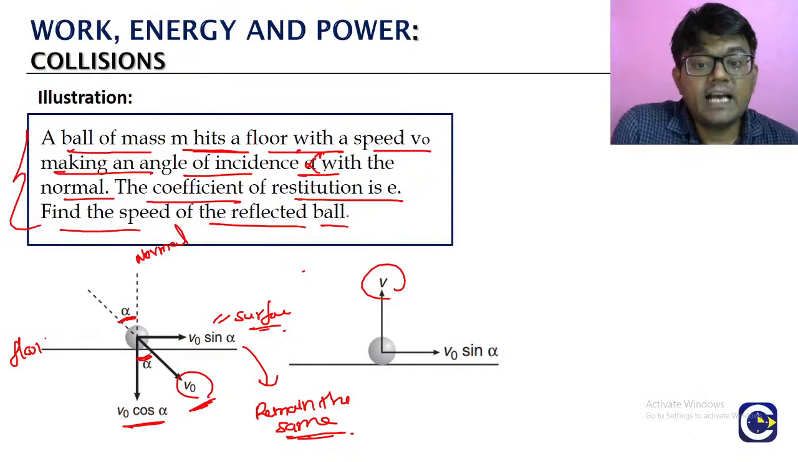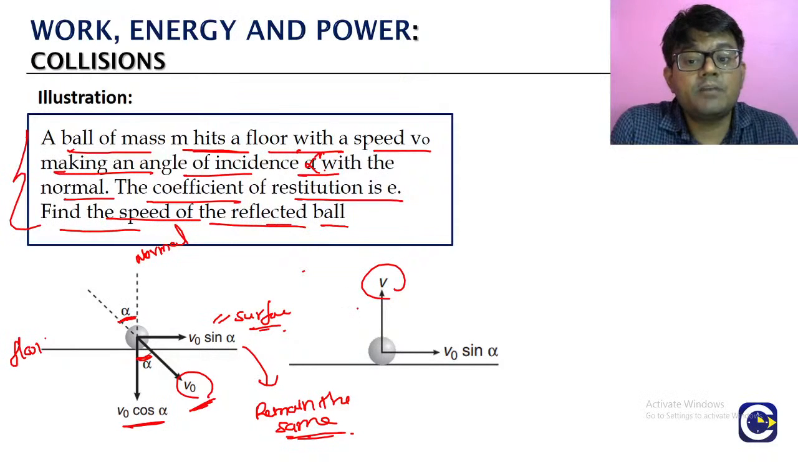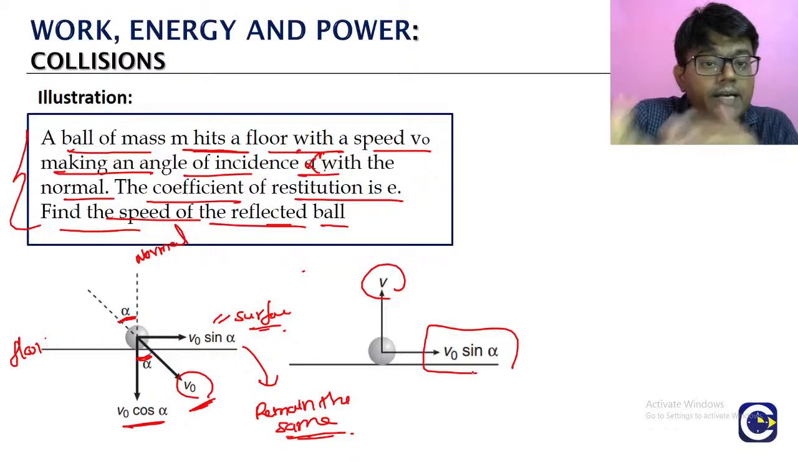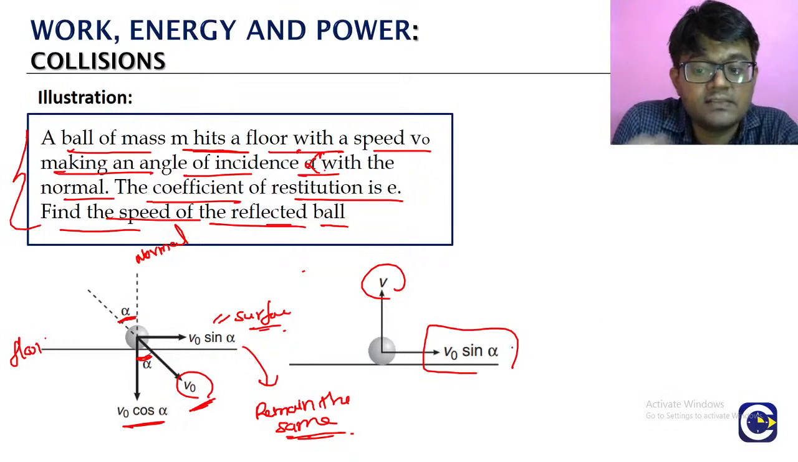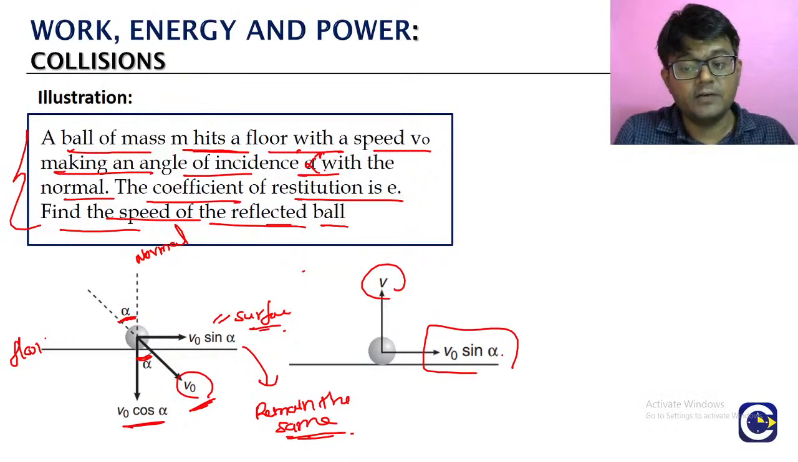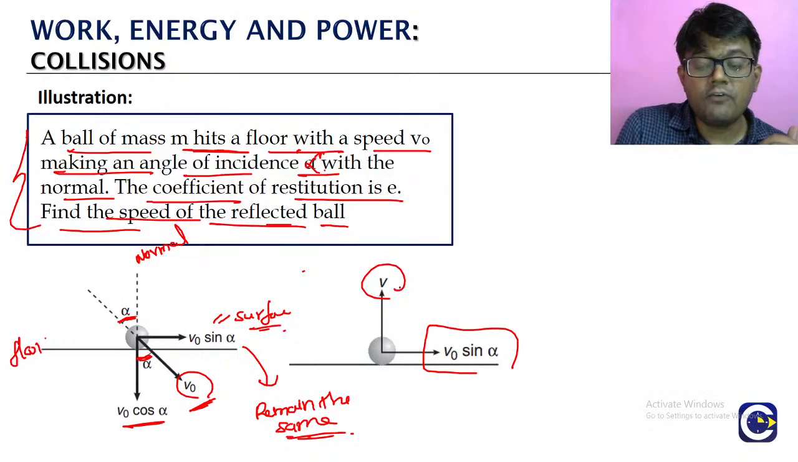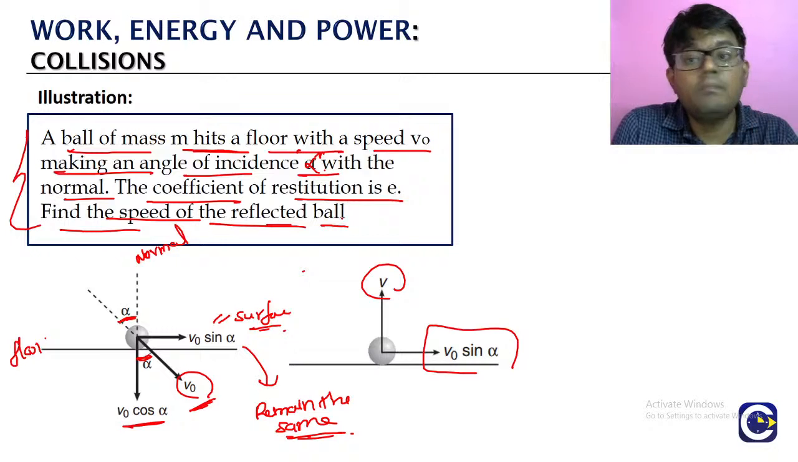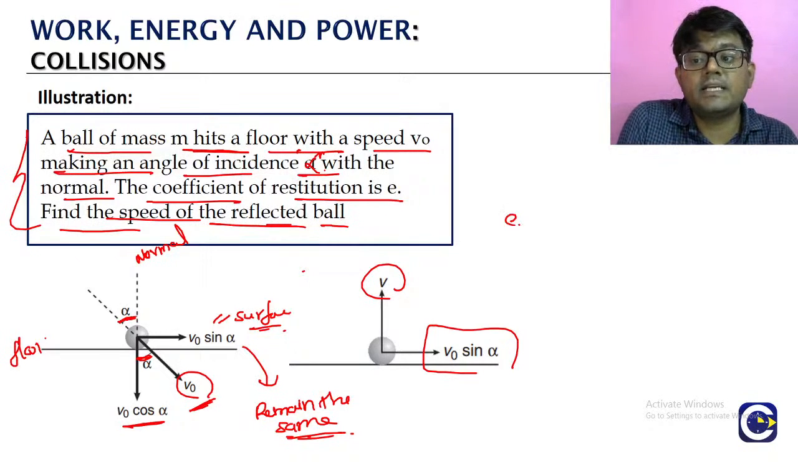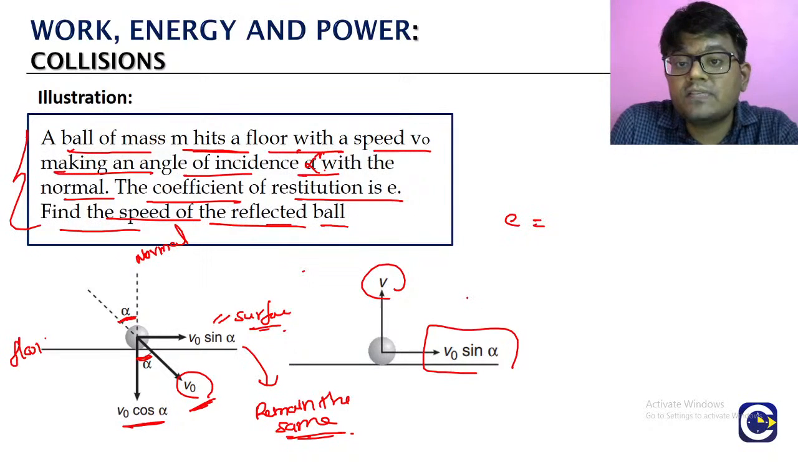Okay. They are asking us to find the speed of the reflected ball, which means we have to find the total. The component of velocity parallel to the surface remains unchanged, v naught sin alpha. The component of velocity along the normal direction is going to change. How much will its final value be? Look at this. E they are giving. Remember, in oblique collision, what is E? E is representing the relative velocity of separation after collision.